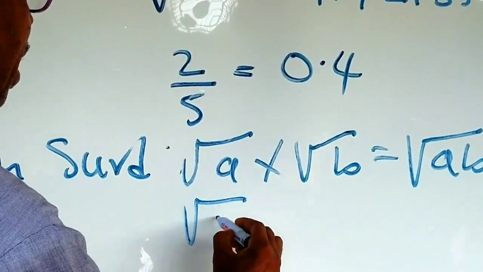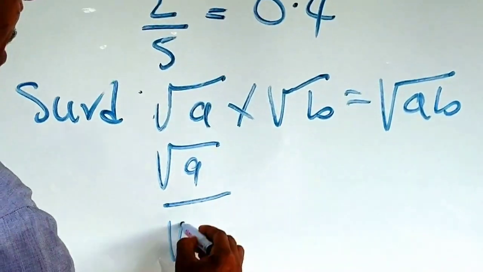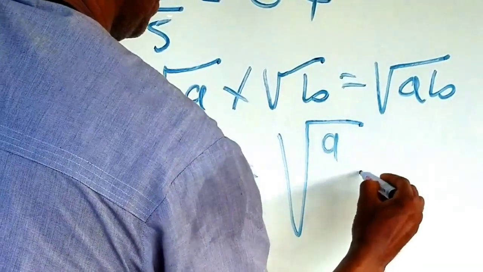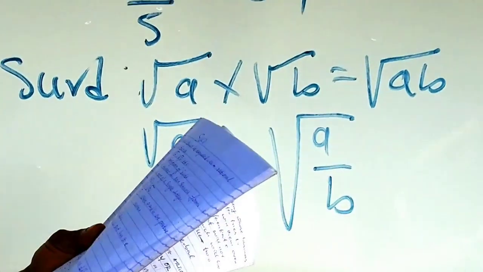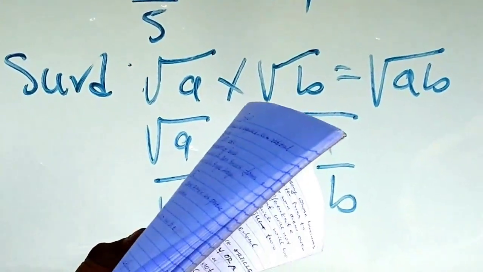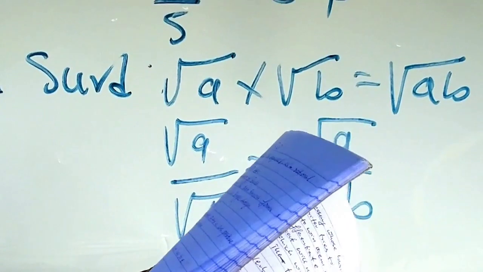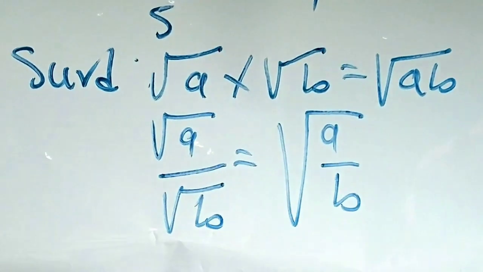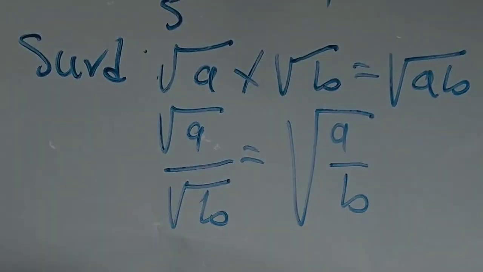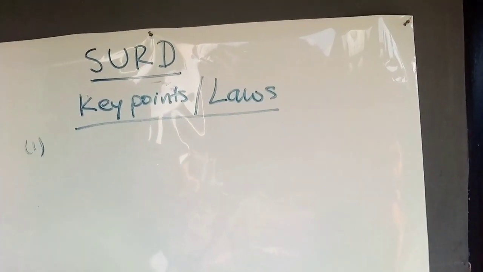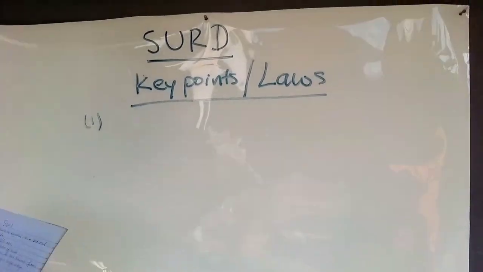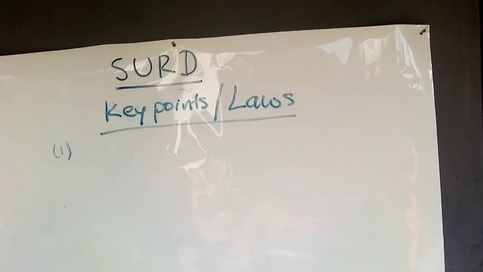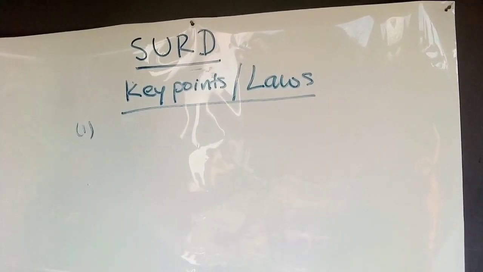√A over √B is the same thing as √(A over B), where A and B are positive numbers, which means that A and B cannot be negative numbers. If it will be a surd, they must be positive. Now, key points of laws that you must know if you are going to solve this particular mathematics. Like I said, it's very simple mathematics.